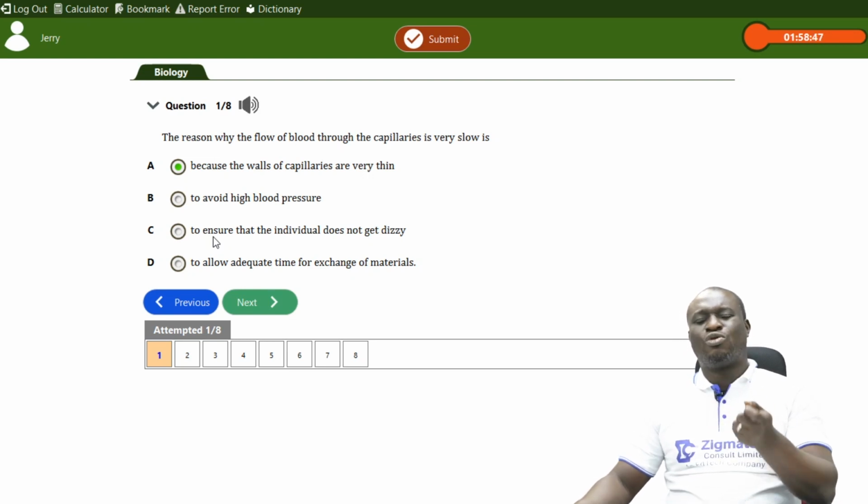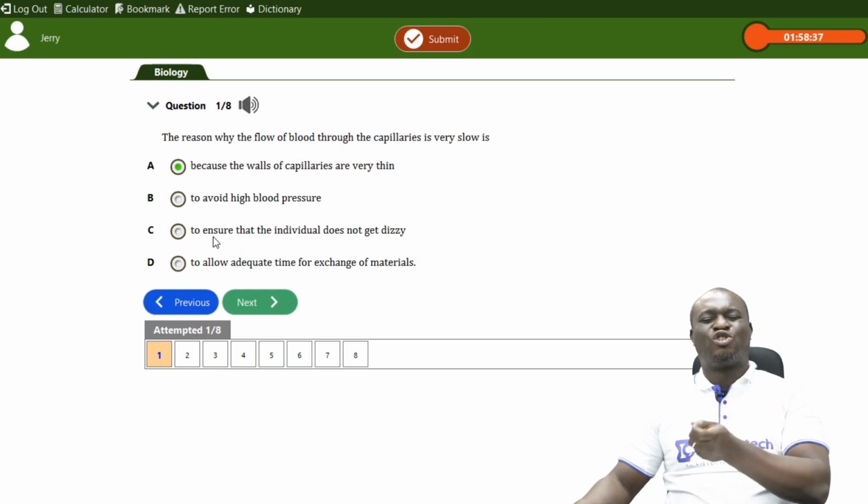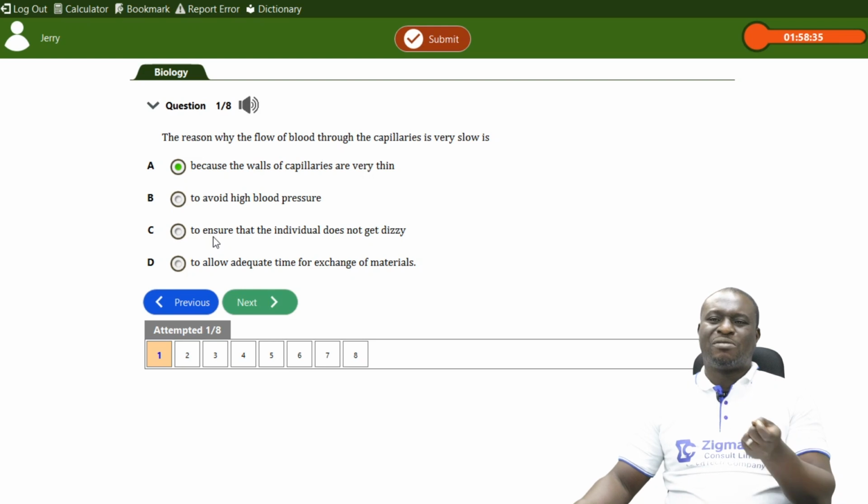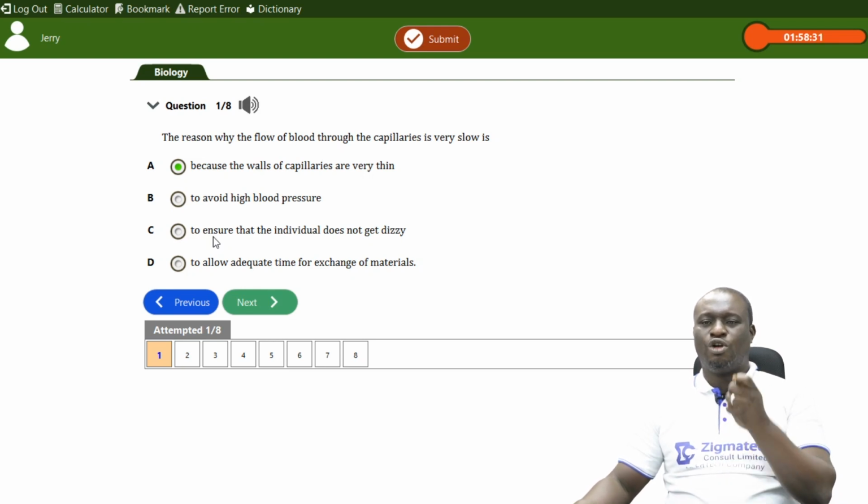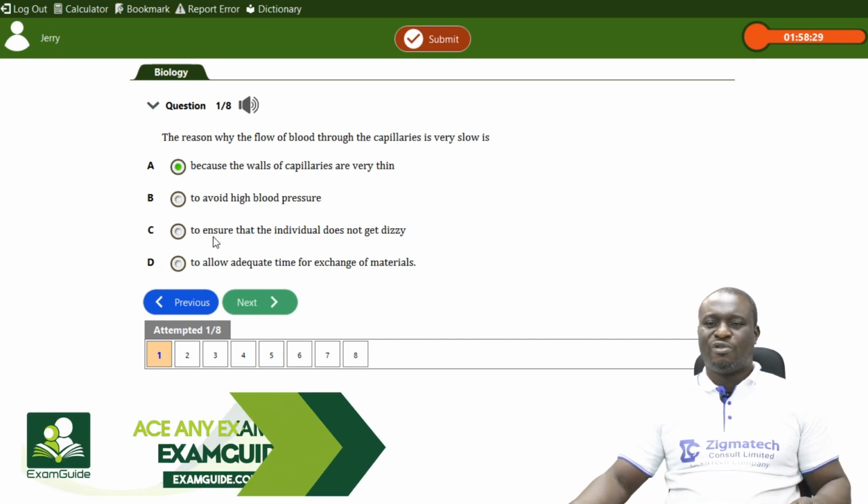So compared to the structure of the capillaries, the walls are very, very thin, and it is non-elastic at all. So it means that the pressure will also be very what? Low. Very low.